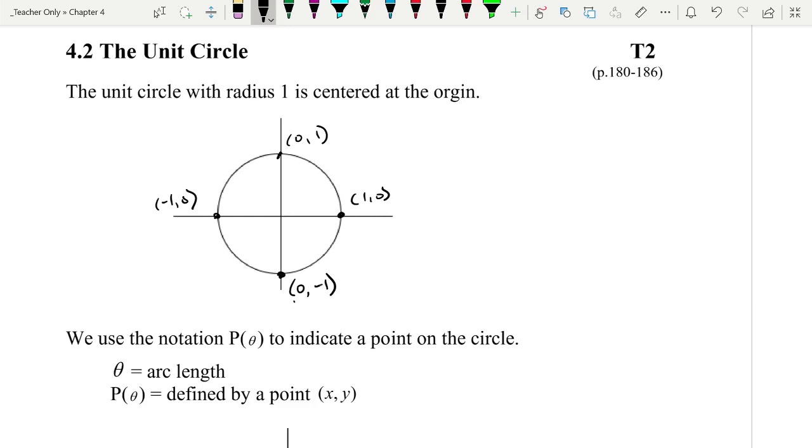So we label in terms of x and y, but we also use the notation P of theta. In other words, we're kind of using function notation. Point P is a function of how many degrees the terminal arm is to get to that point. So theta is the arc length, and P of theta is defined by a point.